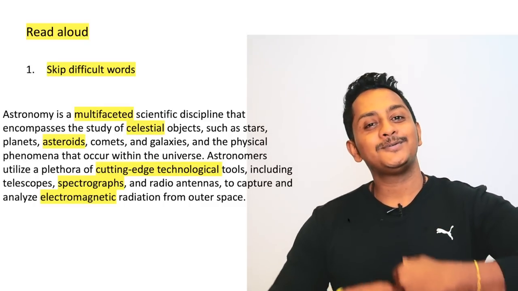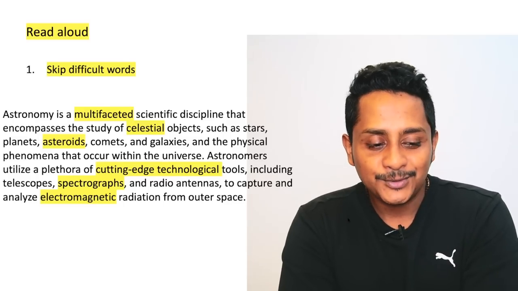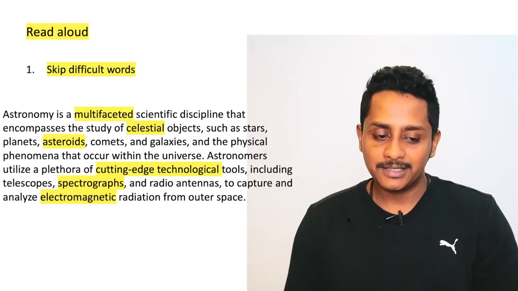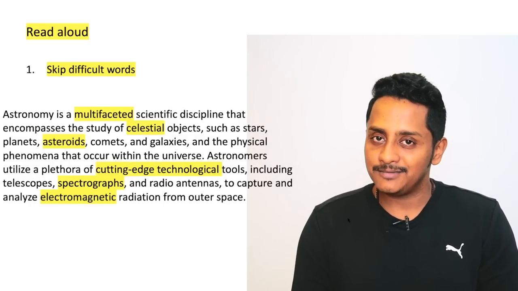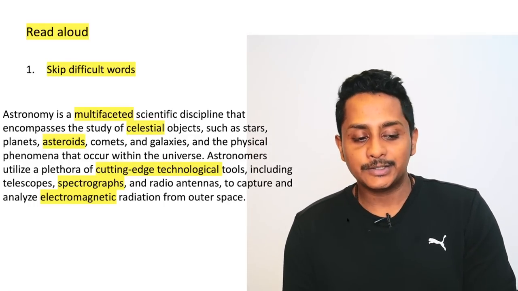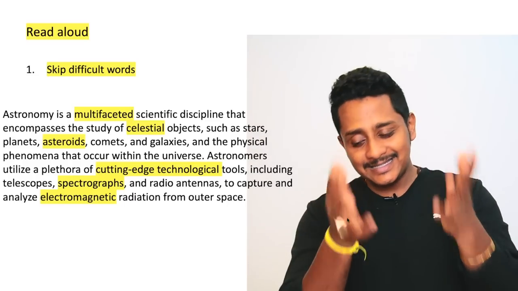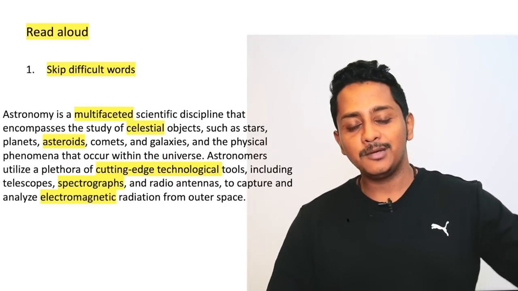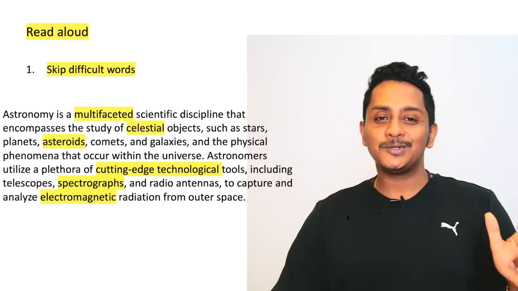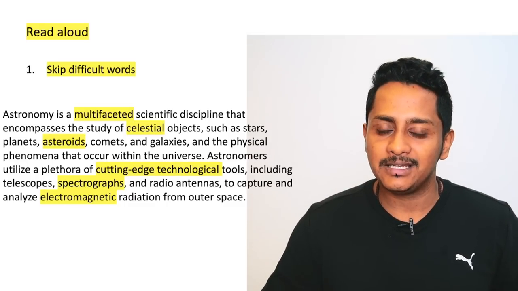So these are the difficult words. So how do I end up speaking in read aloud? Just wait and watch. Astronomy is a scientific discipline that encompasses the study of objects such as stars, planets, comets and galaxies and the physical phenomena that occur within the universe. Astronomers use a plethora of tools including telescopes and radio antennas to capture and analyze radiation from outer space. This is the way to speak. You can skip as many words as you want. Don't skip all the words, by the way. As many words as you want, but when you speak, don't fumble. That's technique number one for read aloud.